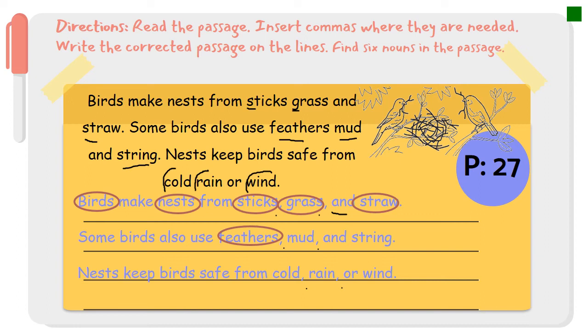Nests keep birds safe from cold, rain, or wind. Remember, the word or comes before the last word in series. We have the word cold, rain, and the word wind. We have to put a comma after cold and after rain.